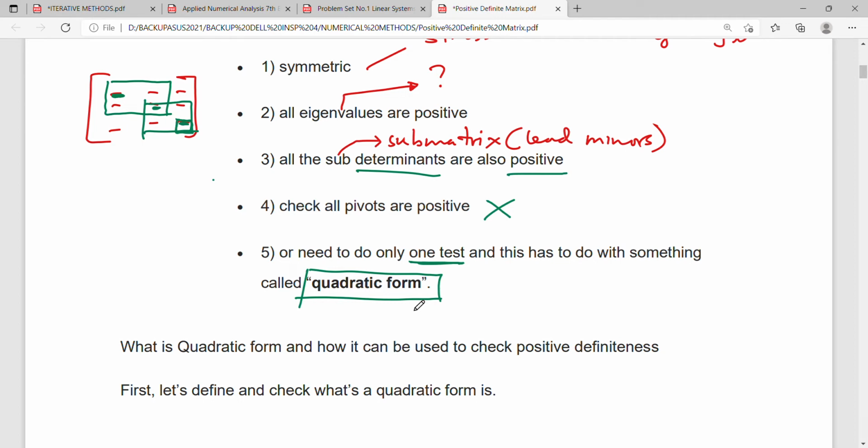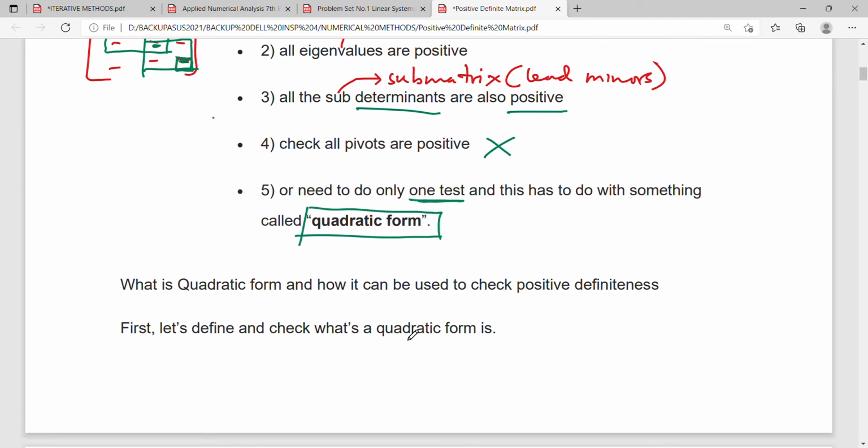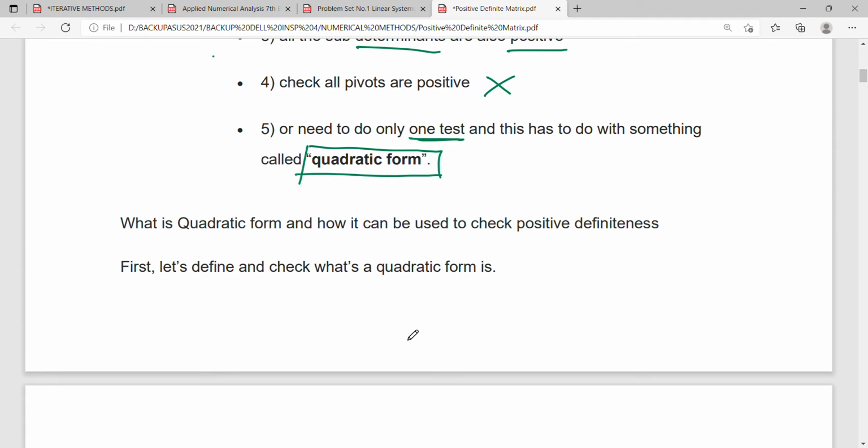And sometimes, when we see the word quadratic, the tendency is we think of it as a very difficult procedure, no? But it has nothing to do with a quadratic equation. The reason why it's called quadratic form, I will tell you later. So what is a quadratic form and how can it be used to check positive definiteness?